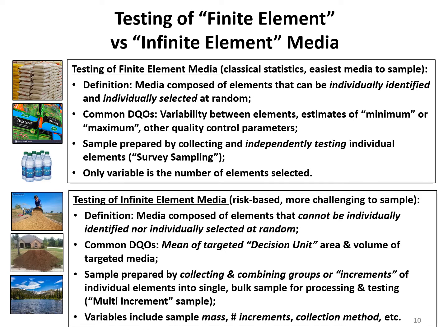Common data quality objectives, DQOs, are variability between elements, or estimates of minimum or maximum, or estimates of means, or other quality control parameters. In this case, the sample is prepared by collecting and independently testing individual elements. It's also referred to as survey sampling in some texts. And the only variable, most important variable anyway, is the number of elements selected. This is what we're all familiar with from our classes in statistics.